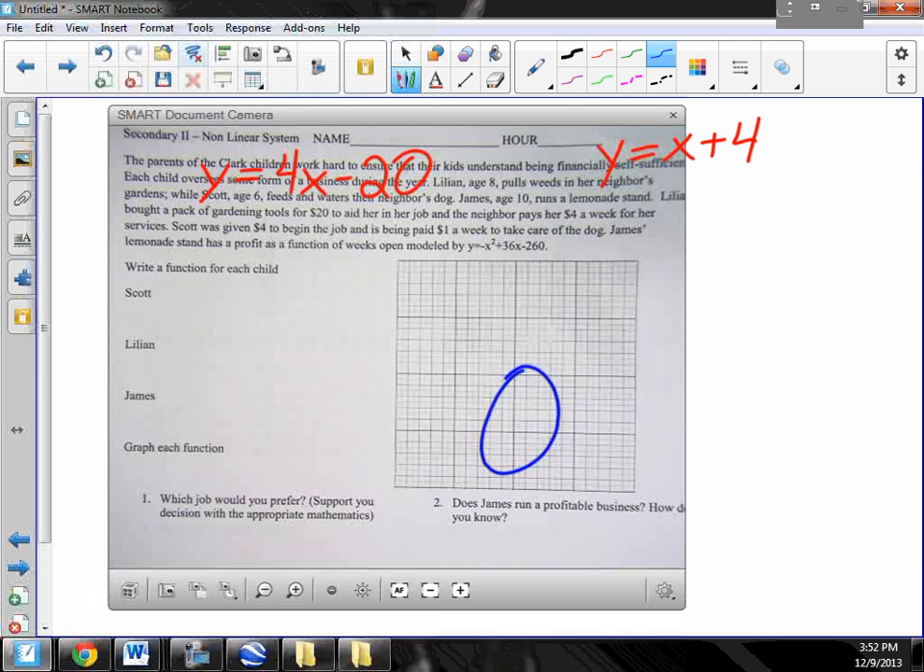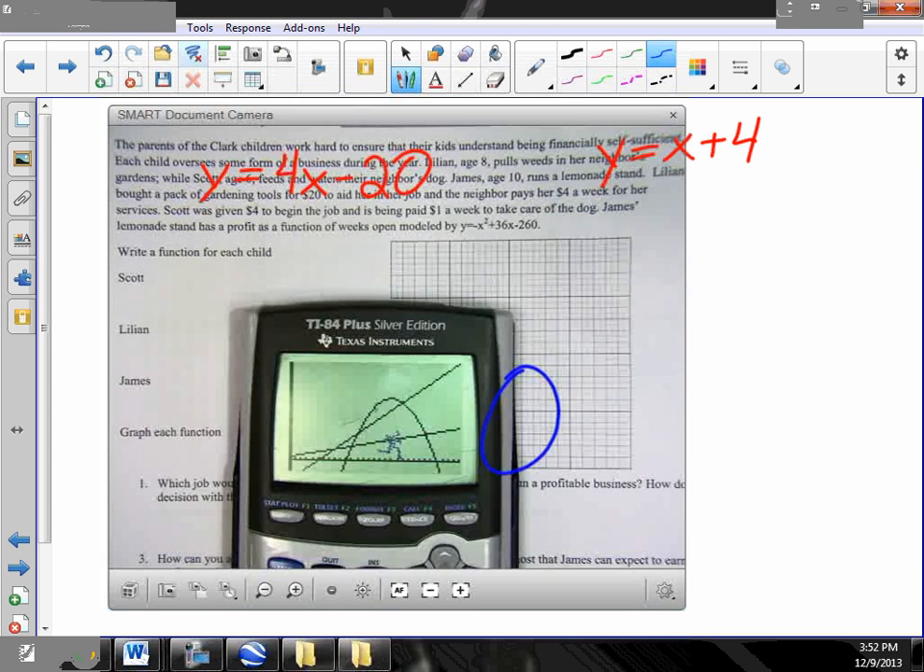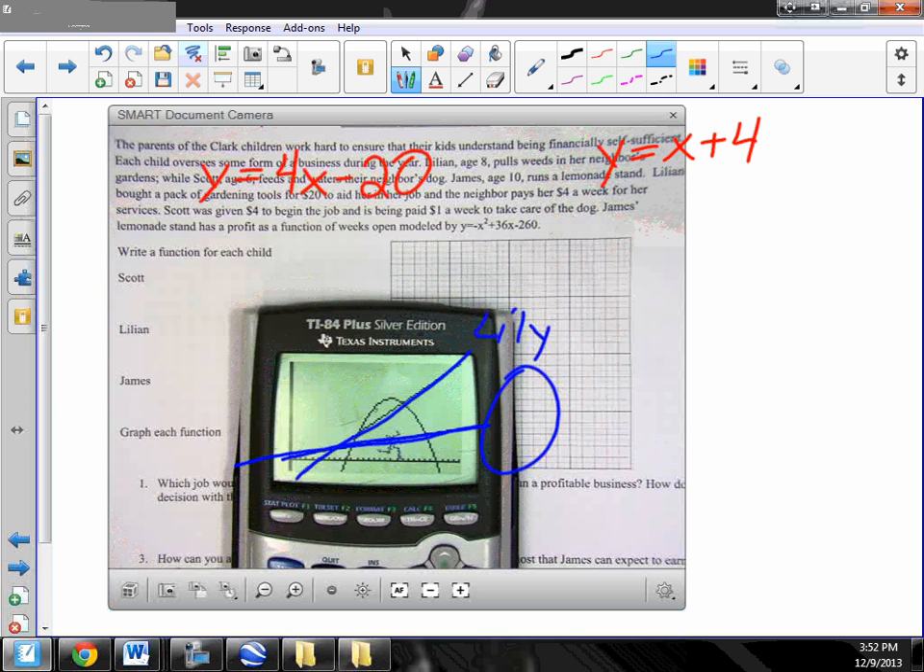Number 1, which job would you prefer? Well, there's not one answer to that. Lillian's graph is the steeper one. So that's Lily. Scott's graph is the shallower linear graph. And James's graph is the parabola. It looks to me like, depending on how long you want to keep the job, depends on which job would be the best one for you.